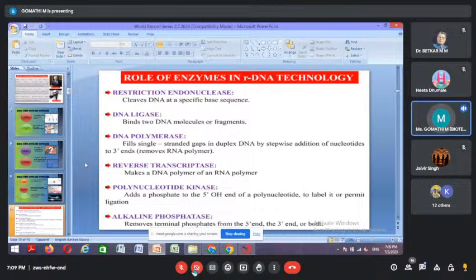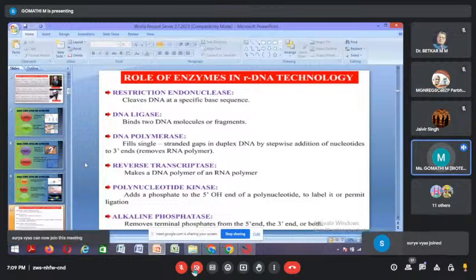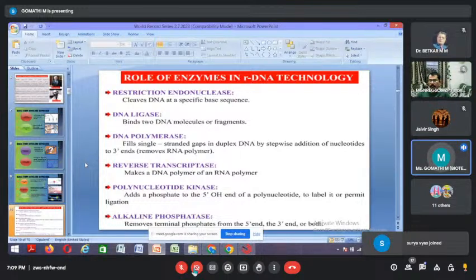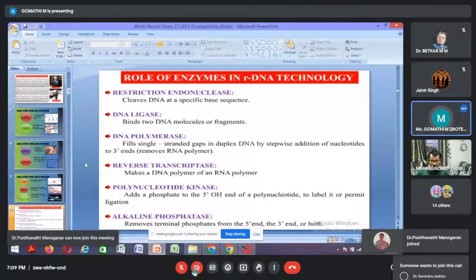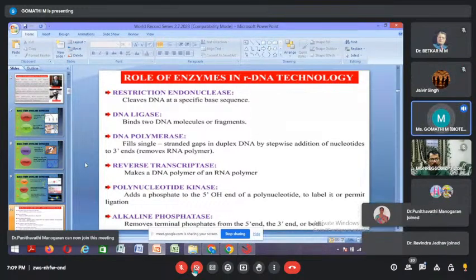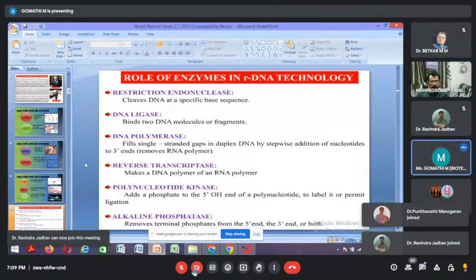And DNA polymerase fills single stranded gaps in duplex DNA by stepwise addition of nucleotides to 3' ends. That is, it creates a new DNA molecule. Polymerase is used to synthesize a DNA fragment or a new DNA molecule. And next is reverse transcriptase, which makes a DNA polymer from an RNA polymer. That is, from an RNA, a DNA can be created. That is done by this reverse transcriptase enzyme.